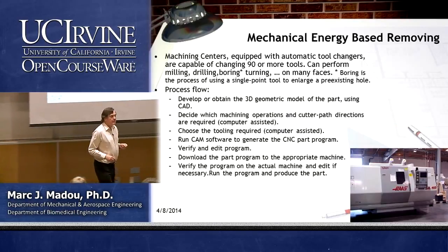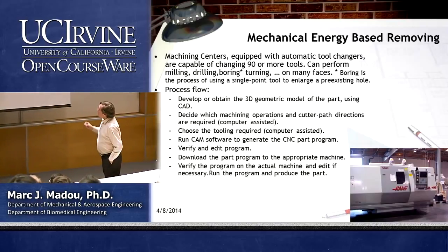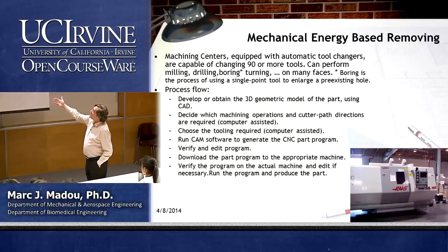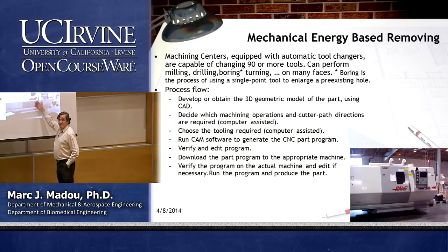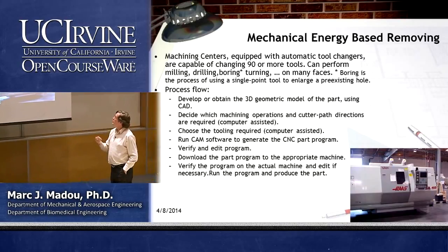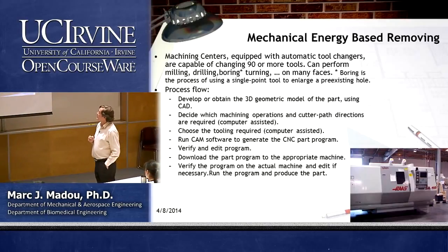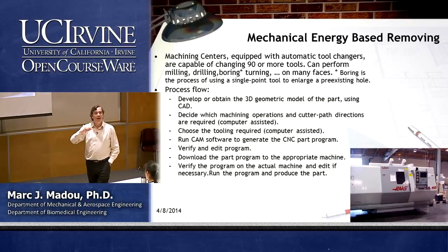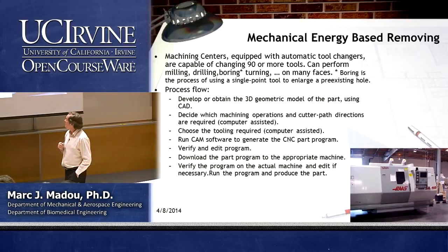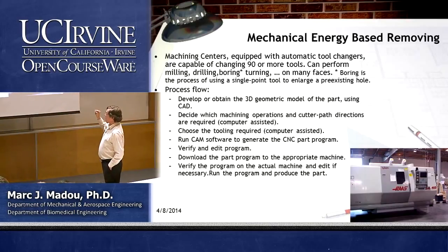This slide will be important for when you have that practicum on CNC machining, okay? Because it will tell you in much more detail the process flow you will go through when you're faced with a CNC machine like these. The process flow will be to develop or obtain the 3D geometry of the model part you're going to be making using CAD. That's why we need to make sure that you all have a minimum of understanding of CAD. Then you decide which machining operations and cutter path directions are required. And that's all computer assisted.